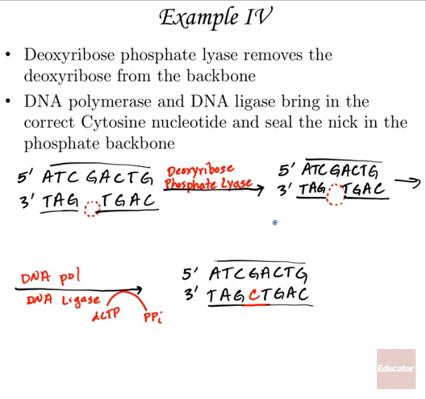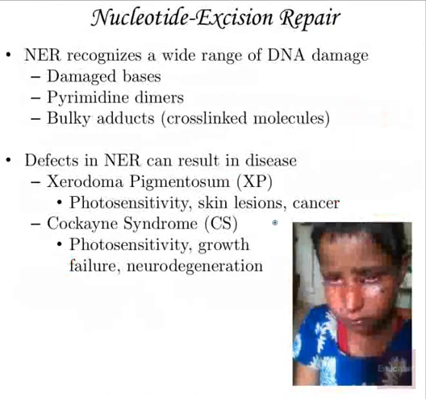So as I said, DNA polymerase and DNA ligase bring in the correct cytosine nucleotide, and they seal the nick in that phosphate backbone. And it's good as new, like it never happened. Another type of repair now, to switch a little, is nucleotide excision repair, otherwise known as NER. NER recognizes a wide range of DNA damage, including damaged bases, the pyrimidine dimers that we've already talked about, as well as bulky adducts, and those are just big cross-link molecules.